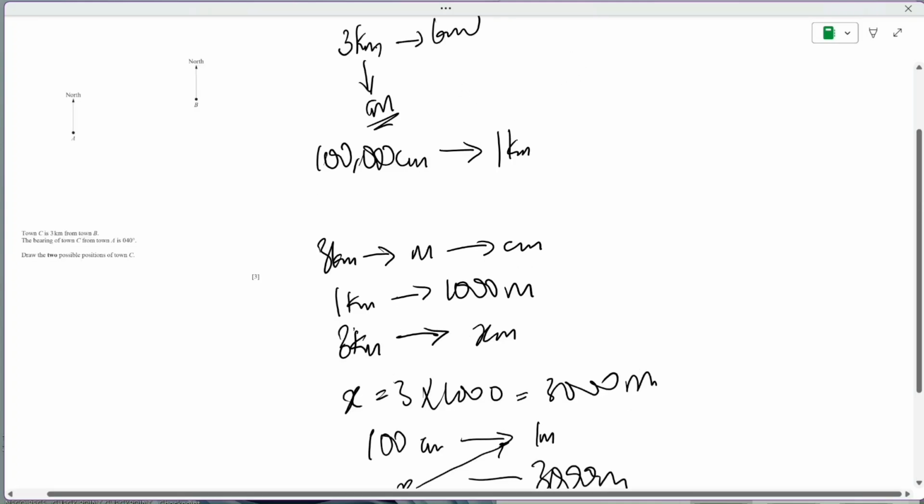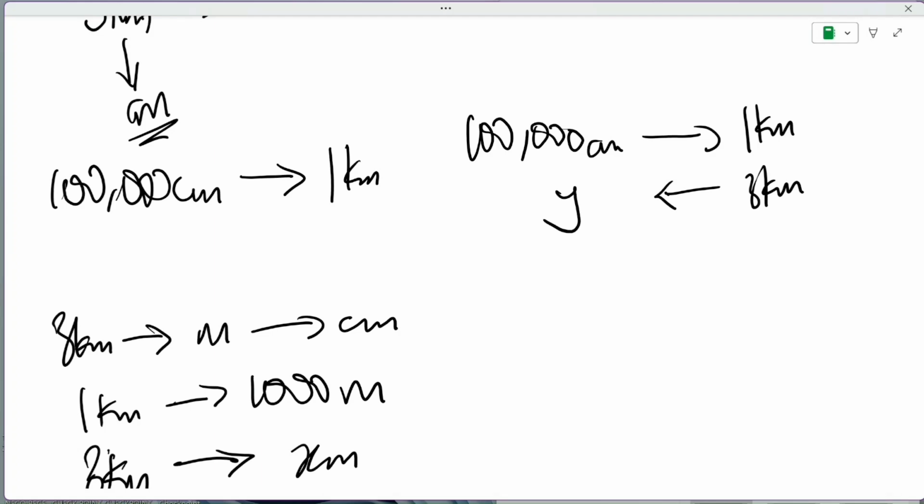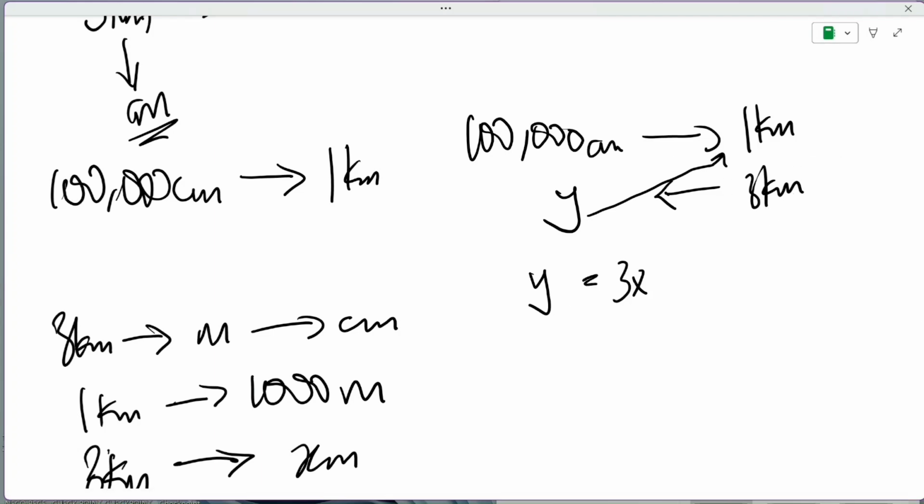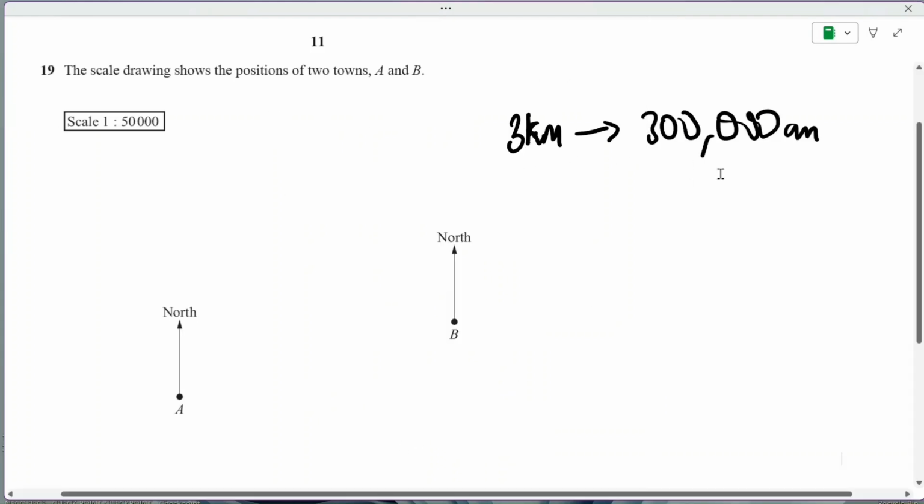Or if you understand that 100,000 centimeters equals 1 kilometer, you can convert it directly. It's 100,000 centimeters equals 1 kilometer. Then 3 kilometers equals what value in centimeters? Let's say it's y. So you cross multiply. Y times 1 is y equals 3 times 100,000. That's 300,000 centimeters. Either way, you still get 300,000 centimeters. We've now converted 3 kilometers to centimeters, and it's 300,000 centimeters.